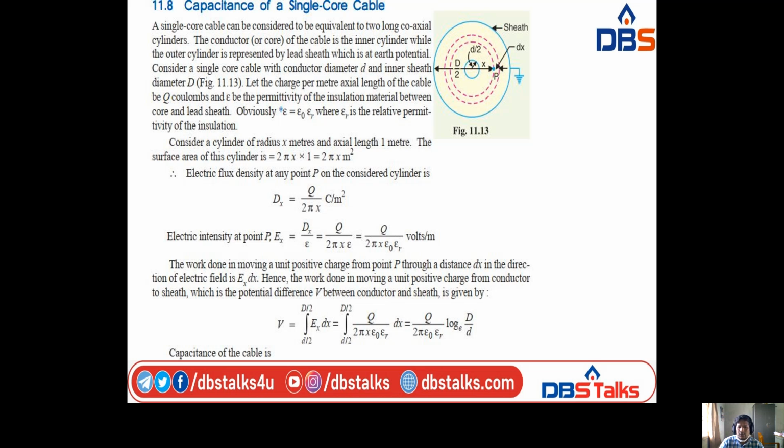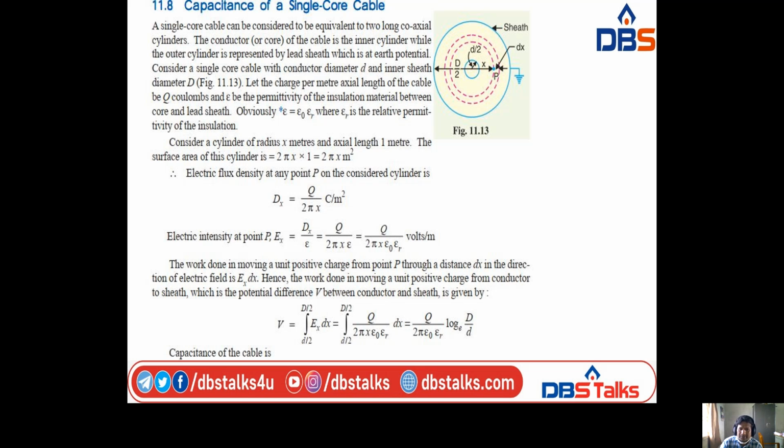Let us consider a single core cable with conductor diameter small d. In the derivation of insulation resistance, we took the conductor radius small r1 and sheath radius small r2, but here we are taking diameters: conductor diameter small d and inner sheath diameter capital D. Let the charge per meter axial length of the cable be Q coulombs, and epsilon be the permittivity of the insulation material between core and lead sheath.